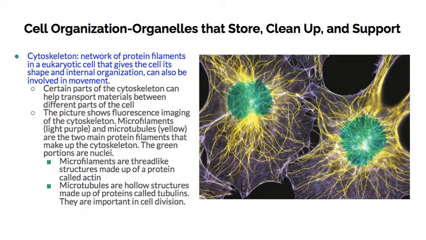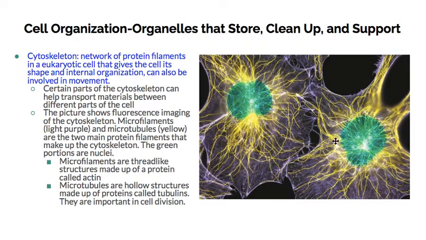So then we have our cytoskeleton, okay, and again, these are our organelles that store, clean up, and support. The cytoskeleton is a network of protein filaments in a eukaryotic cell that gives the cell its shape and internal organization, and it can also be involved in movement. Certain parts of the cytoskeleton can help transport materials between different parts of the cell.